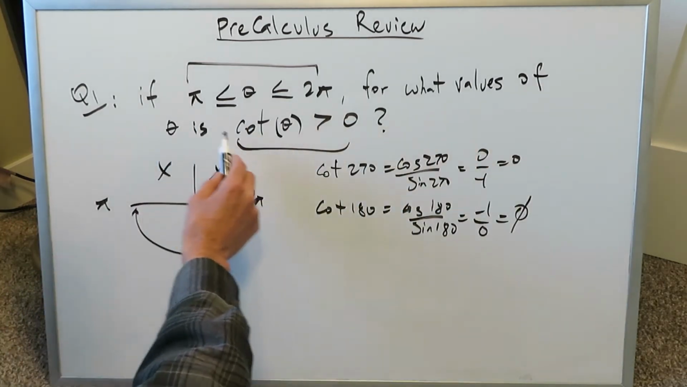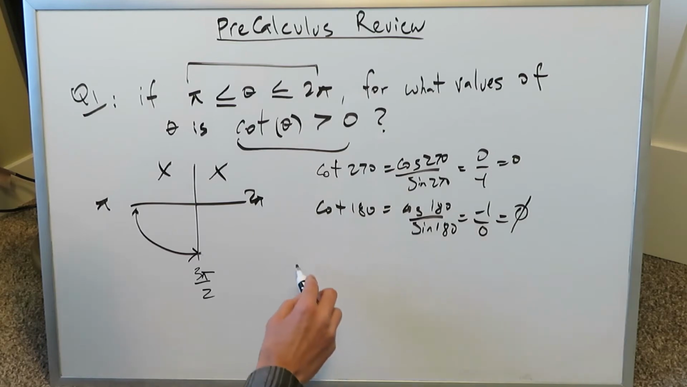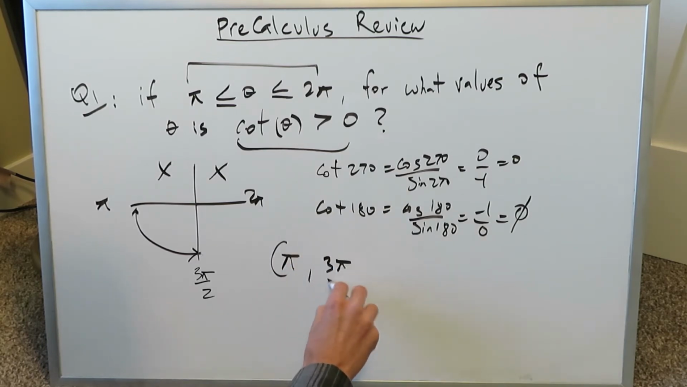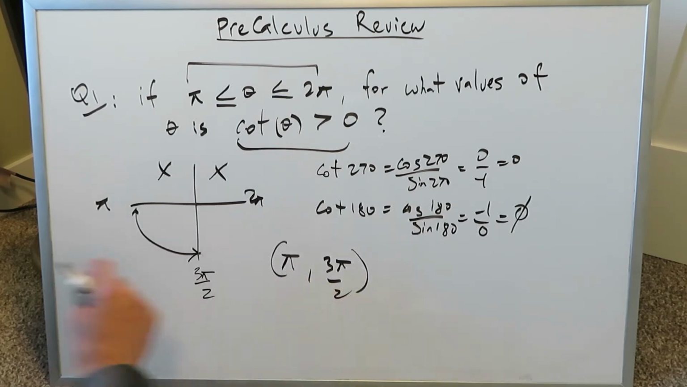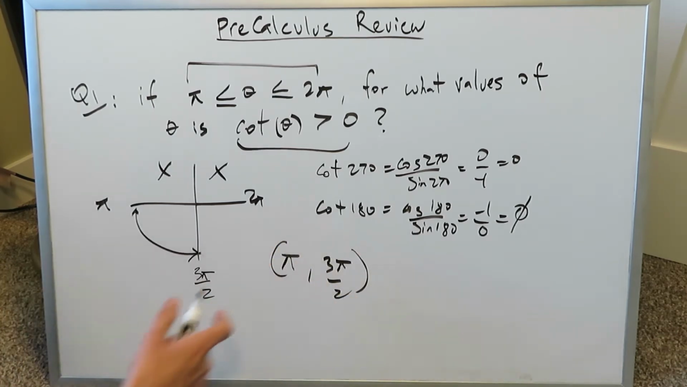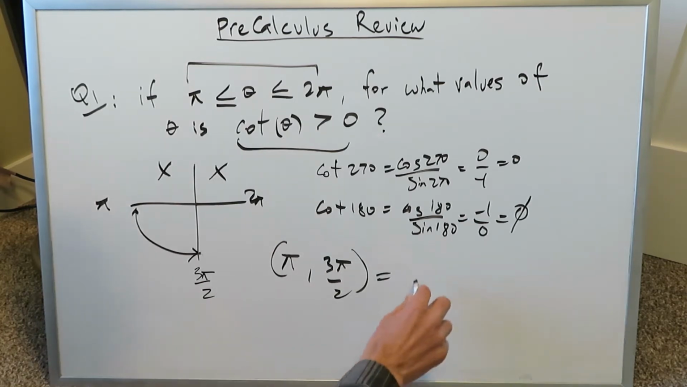So for what values of theta is cotangent theta greater than 0, your answer can be expressed like this: pi and 3 pi over 2. Anything between this, but not including either. Hence, I'm using the circular parentheses. So this right here represents our answer, and we are done with this question.